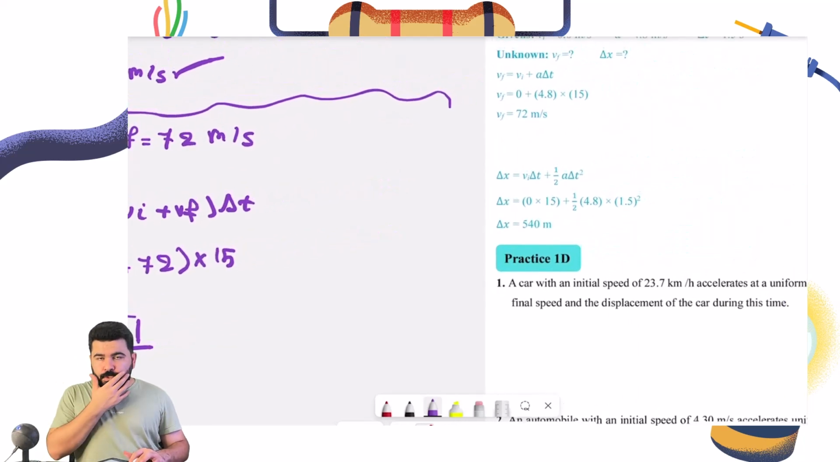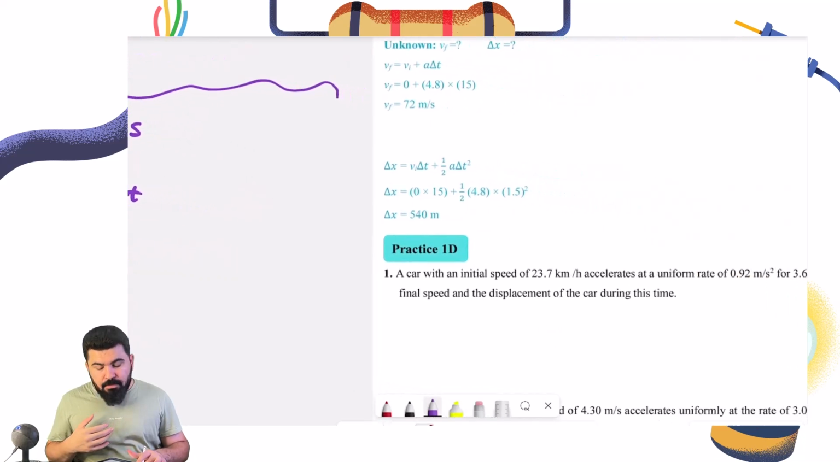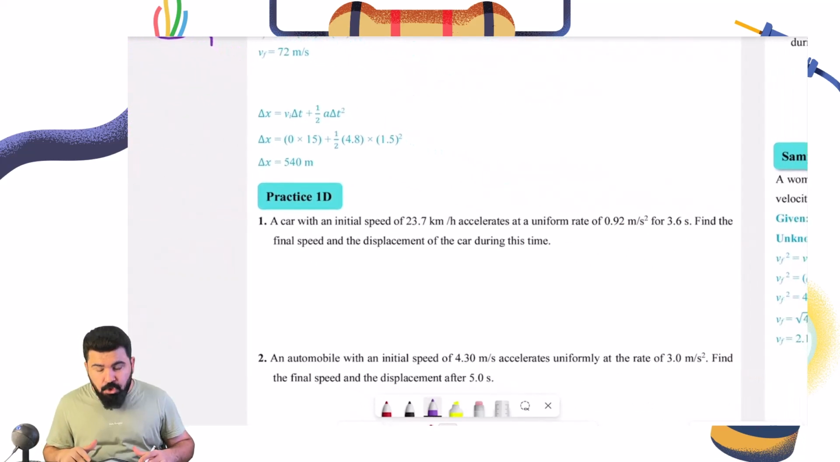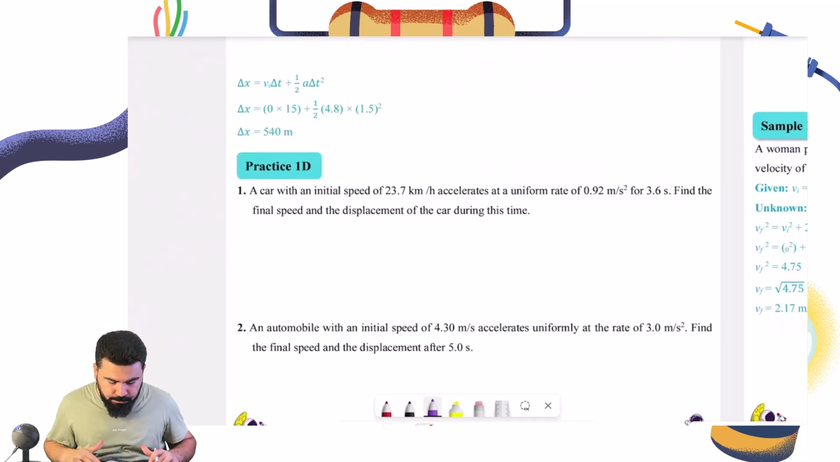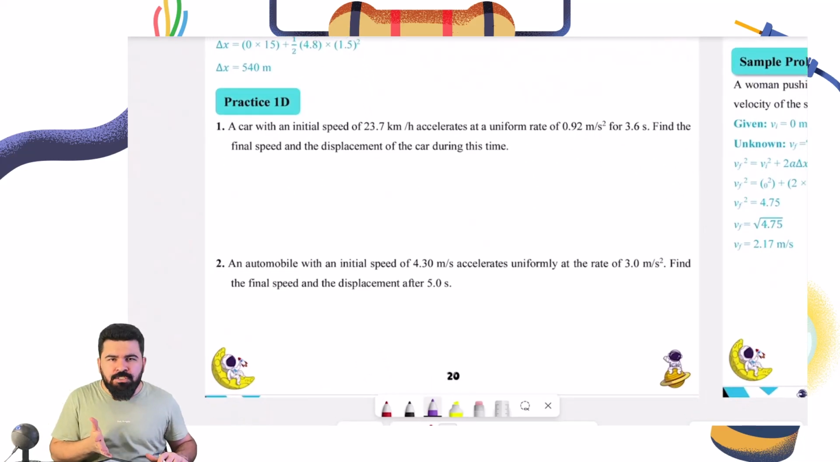When you're able to realize or figure out which physical quantity is not mentioned, then you know what equation to use. The following questions are exactly the same as the sample problem we used.